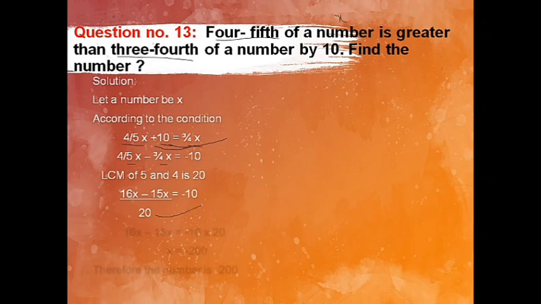Now this 20 can be transferred to the right hand side, so it will be 16x minus 15x equals minus 10 into 20. Now 16x minus 15x will be x, that is 1x, which can be written as x, and minus 10 into 20 will be equal to minus 200. So here we will write x equals minus 200. Therefore, the number is minus 200.